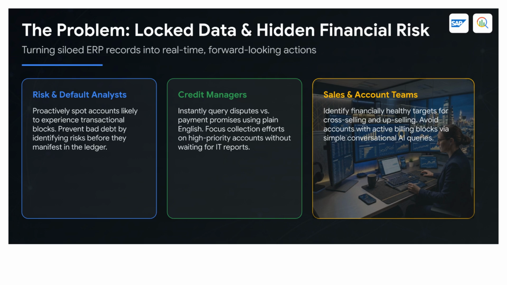Our goal with this proof of concept is to change that. We expect to protect company revenue by turning static, backward-looking records into real-time, forward-looking risk predictions. First, risk and default analysts can proactively spot accounts that are highly likely to experience transactional blocks, helping prevent bad debt before it happens. Second, credit managers can instantly query open disputes versus payment promises using plain English, allowing them to focus their collection efforts on the accounts that need it most.